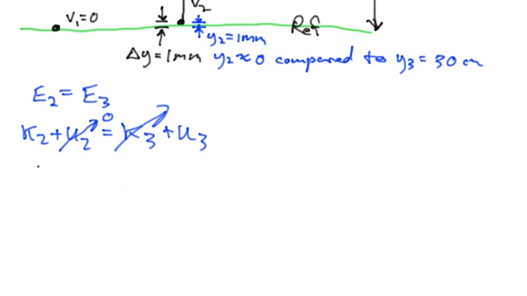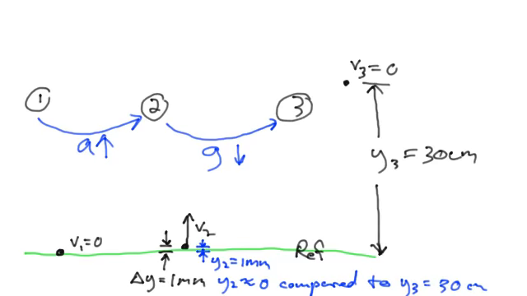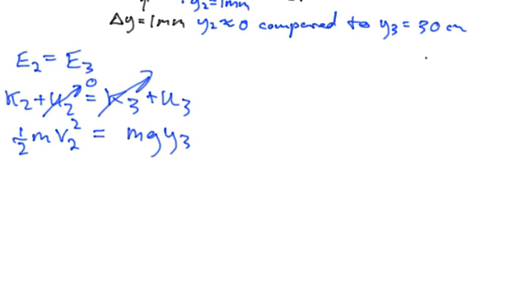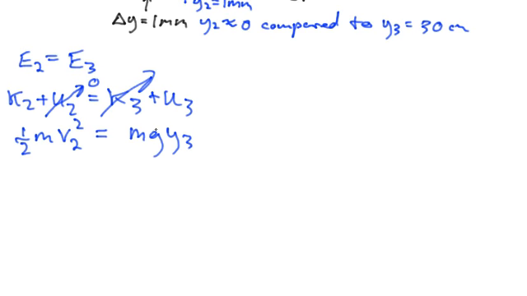Alright, so this is 1/2 the mass of the flea times v2 squared is equal to mg times y3, how high up it is in this third picture. And I'm trying to get v2 out of the deal. v2 is equal to the square root of 2gy3. If you plug those in, I think you find it's like 2.5 meters per second.